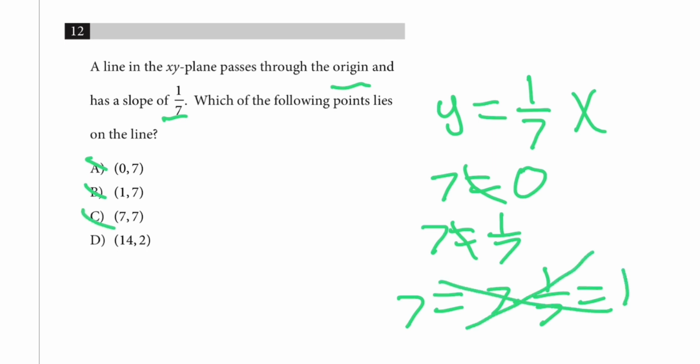And we don't really have to check the last one because that's the only one that's possible, but I'm going to plug it in just to show that it is true, and that is the right answer. So that would mean that 2 is equal to 14 over 7, which is, in fact, 2. So that's your answer. This question is pretty straightforward. It just has a lot of steps.